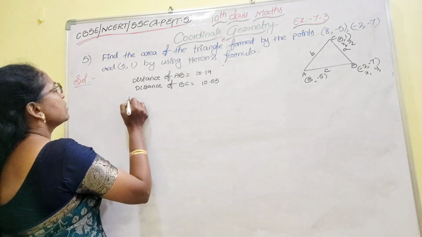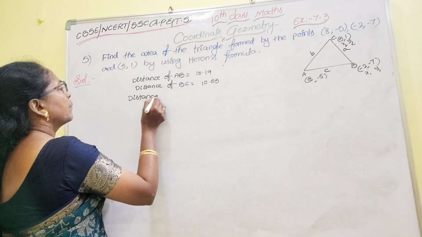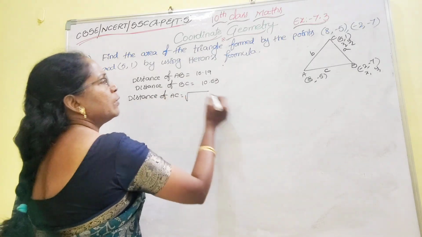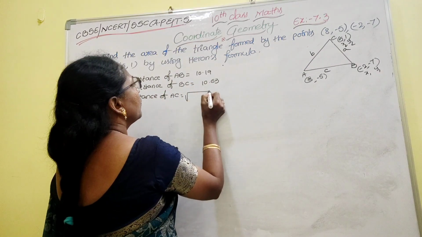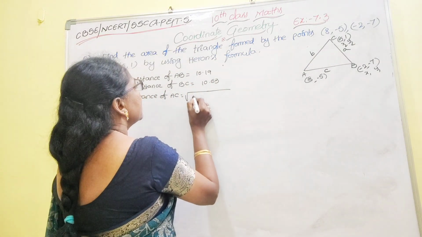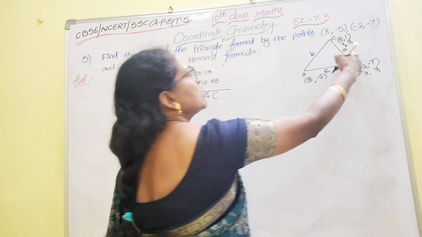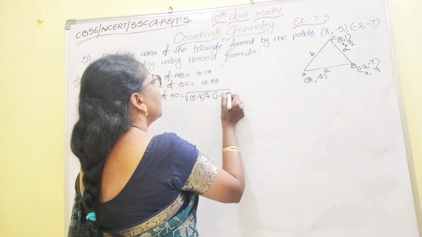Next, distance of AC equals square root of, for A and C, (x2 minus x1) that is (5 minus 8) whole square, plus (y2 minus y1) where y2 equals 1, minus of minus 5, whole square.